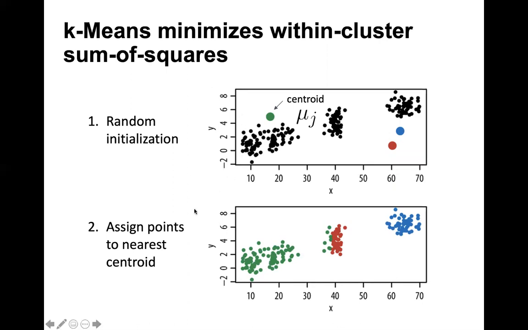The next thing that we do is we assign each point to the nearest centroid. So this is an assignment step. So there's initialization in step 1, and step 2 is assignment. So here what we're doing is for each point, we're saying which of these 3 centroids is closest, and then we're going to color that point based off of which centroid that was.